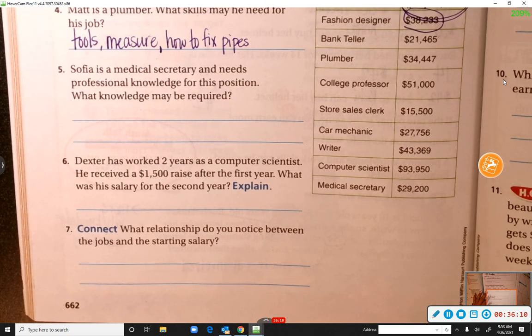Sophia is a medical secretary and needs professional knowledge for this position. What knowledge may be required? Medical secretary, that's like when you go to the doctor's office and there's somebody sitting there in the front waiting for you. What do you think that person needs to know how to do?